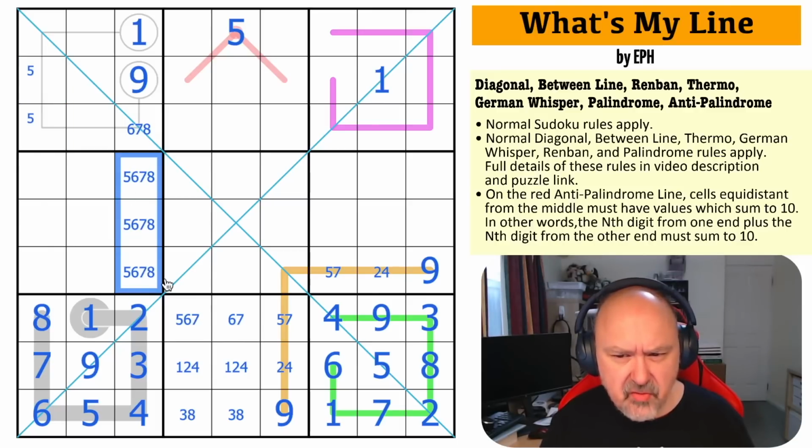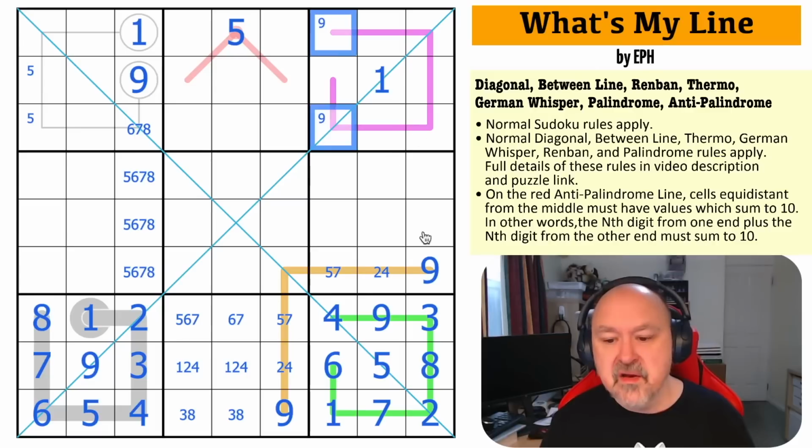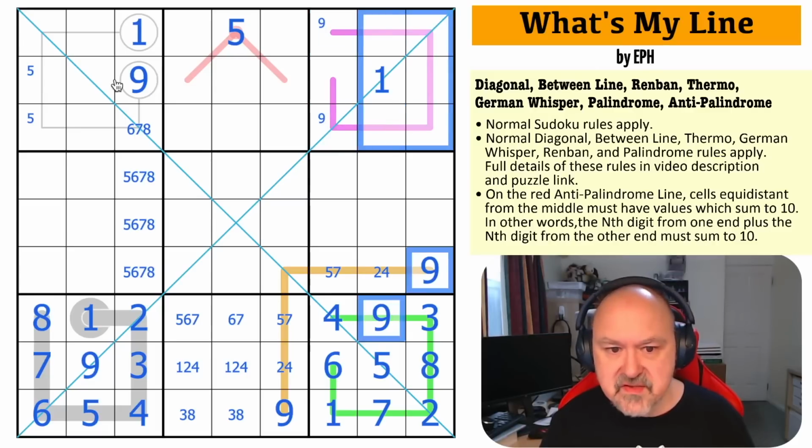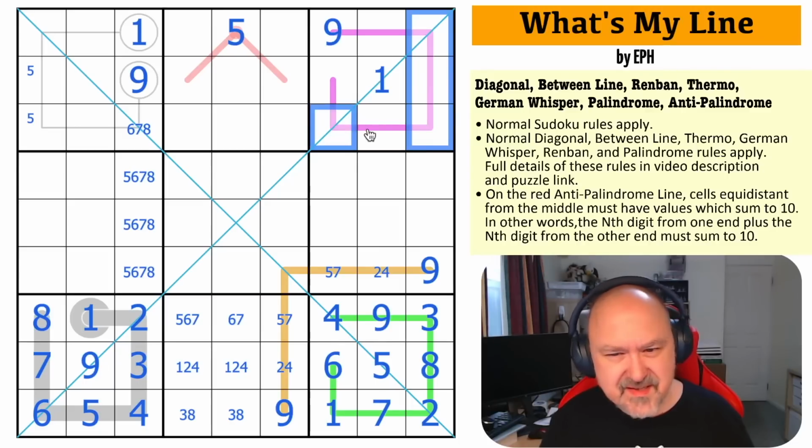Okay, so that's not that helpful. 9 is in one of those two, but I can't, right. These 9s knock 9 out of those. That 9 knocks 9 out of there, and that 9 knocks 9 out of there. So this is the 9. 2 in this box can't go there or on the diagonal. That's not it.